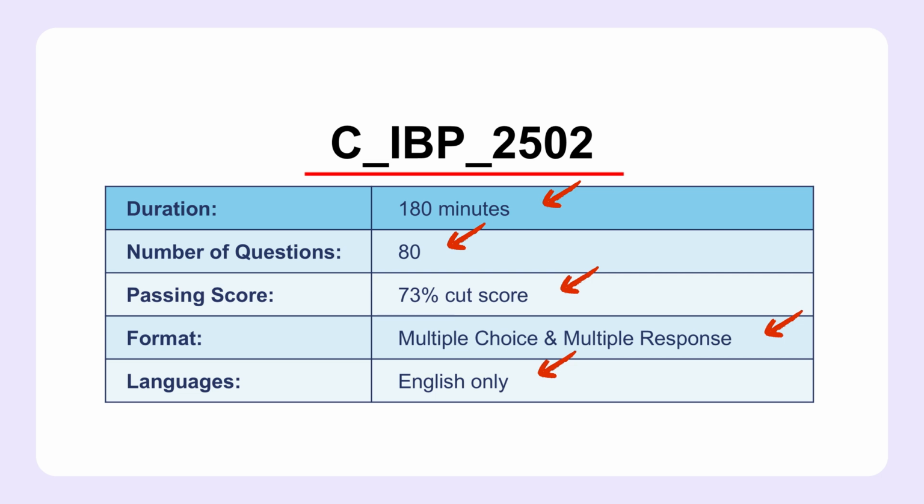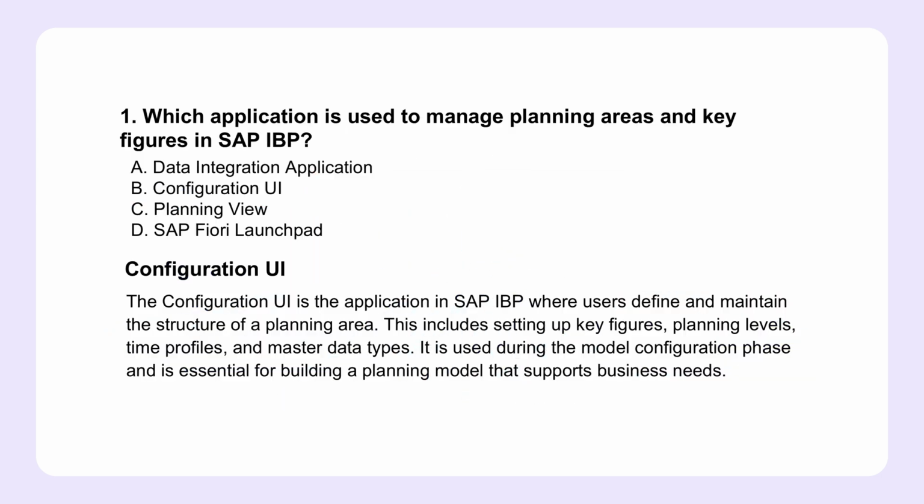Okay, so let's get into this. And the best way to start is by looking at the absolute foundation, right? How do you actually build the structure for planning in SAP IBP? Our first practice question jumps right into it. Which application is used to manage planning areas and key figures in SAP IBP? Right, good question. So the options are Data Integration Application, Configuration UI, Planning View, and SAP Fiori Launchpad.